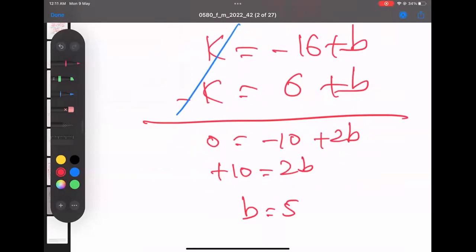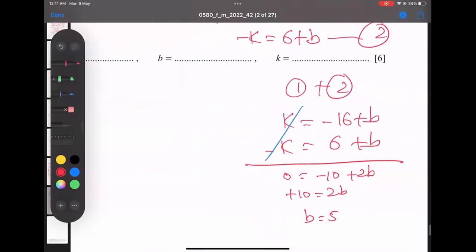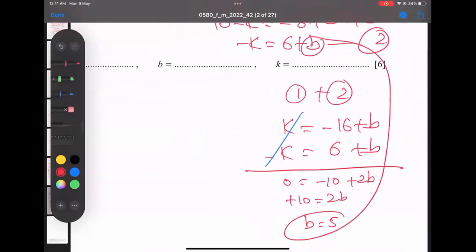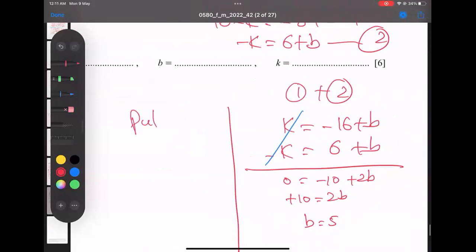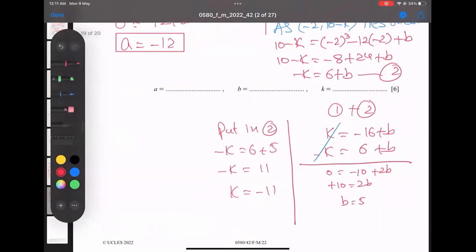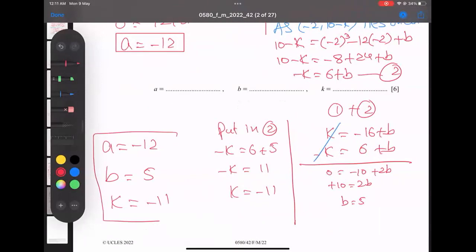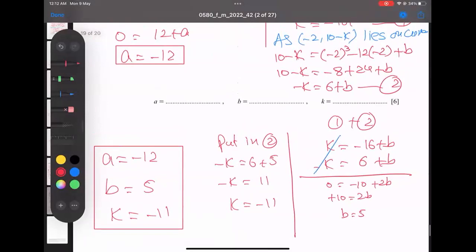And this b value of 5, I'm going to plug into any one equation. For example, plug in this 5 here in equation 2. So -k equal to 6 plus 5. -k is equal to 11, or k becomes -11. So alhamdulillah rabbil alameen, a value I get -12, b value I get 5, and k value I got -11. Alhamdulillah rabbil alameen. I believe you understood the whole idea, and paper is completely over.